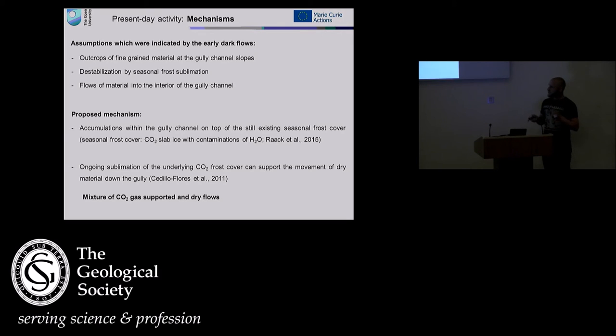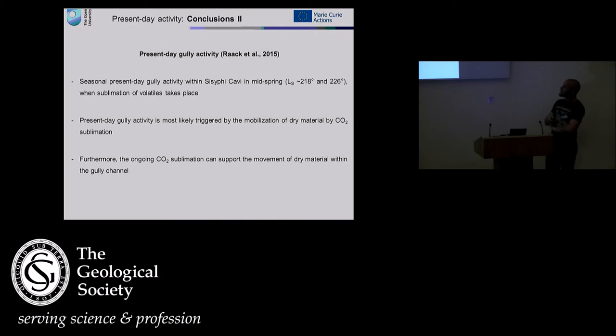So we have a mixture of CO2 gas-supported flows down the gully and some small dry flows from the gully slopes to give us the material in the interior of the gully. So the conclusions are that we have present day activity in mid-spring when the sublimation of the volatiles takes place, that the present day activity is most likely triggered by the mobilization of dry material by CO2 sublimation, and furthermore that we have ongoing sublimation which can support the movement of the dry material down the gully. So that's all, thank you.